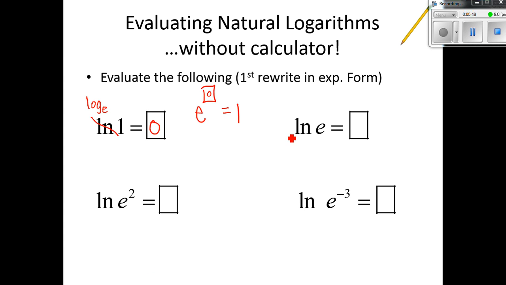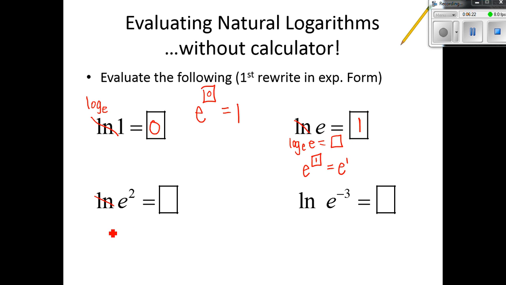Okay? ln of e. Well, ln is the same thing as log base e of e equals rectangle, or we don't know. So this would be e to what is equal to e? Well, e by itself has an exponent of 1. So I would think that the only way that these two could be the same is this has an exponent of 1.